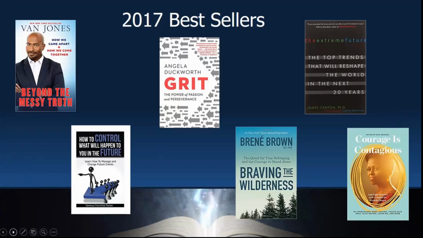Beyond the Messy Truth by Van Jones offers an achievable pathway to harmony and how to bring opposing sides together. How to Control What Will Happen to You in the Future gives answers to the questions of how to stop bad things happening to you, what to do when life makes you feel defeated, and the rules of the universe you need to live your life by.